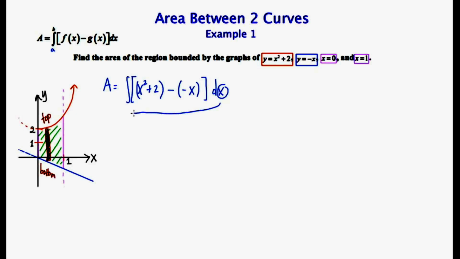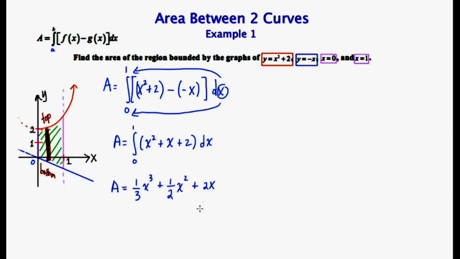So this tells me I'm going to need my low x here, and I'm going to need my high x here. Well, the lowest x value that I see in this region is 0 over here, and the highest one that I see is 1. So there's my setup. The next thing I can do is simplify. When I clean up the algebra on the inside, I end up with x squared plus x plus 2. Now, when I integrate, I'm going to end up with 1/3 x cubed plus 1/2 x squared plus 2x. And this, of course, is going to be evaluated from 0 to 1.